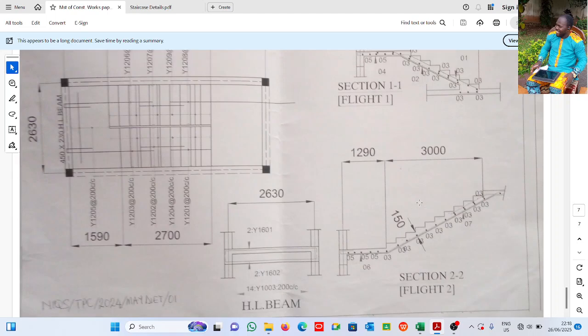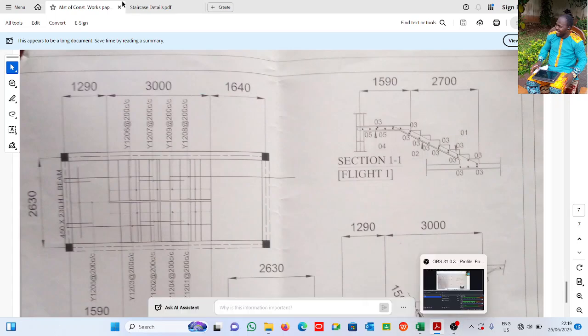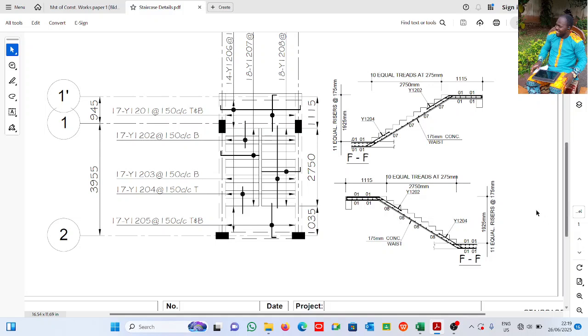Now, if you observe very well from here, one may not know how to, because we're not told. Now, look at this drawing here. See, we're given the height of this. We're told that 11 equal risers at 175. The same thing here, 11 equal at 175. So by the time you multiply 11 by 175, you're having 1925. It tells you here is 1925. Automatically here also is 1925, so that you're going up or you're coming down. The same thing here, here is 1925.